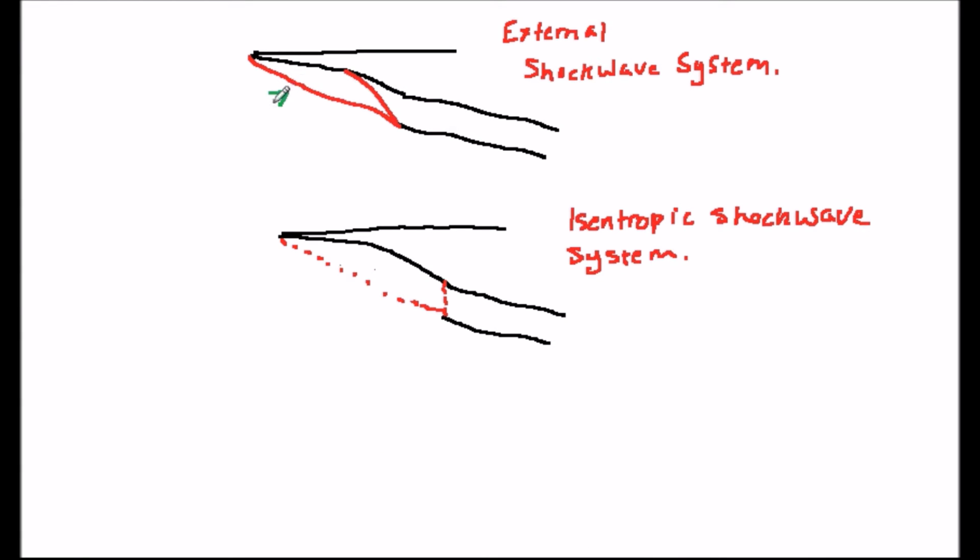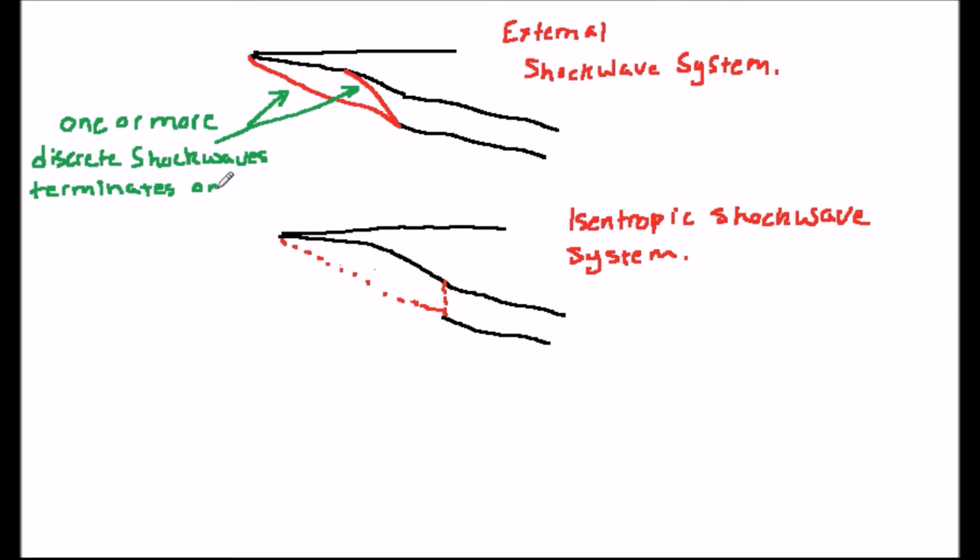Let's now have a look at the topology of some typical intakes. The first one is a discrete external shockwave system. In this scheme, a series of separate shocks is set up by steps in the intake compression surface. As the air passes through each of these, it gets compressed and it turns.